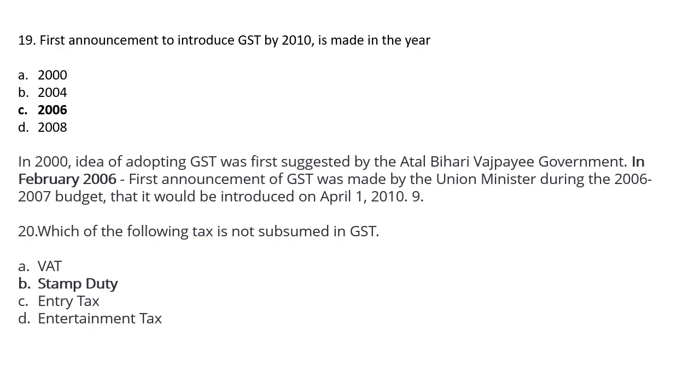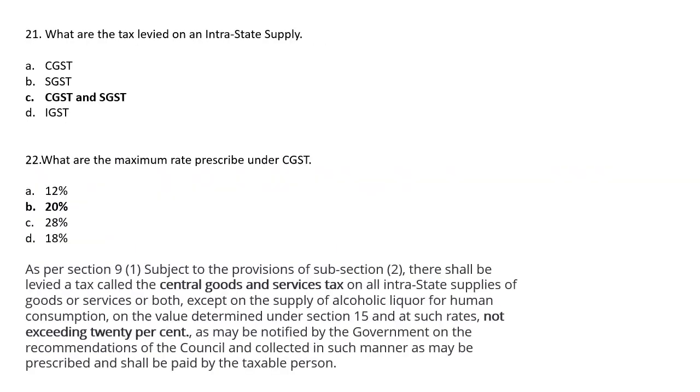Which of the following taxes is not subsumed in GST? Option A, VAT. Option B, stamp duty. Option C, entry tax. Option D, entertainment tax. So the correct answer here is option B, stamp duty. So stamp duty has not been subsumed in GST. VAT, entry tax, entertainment tax are all subsumed in GST.